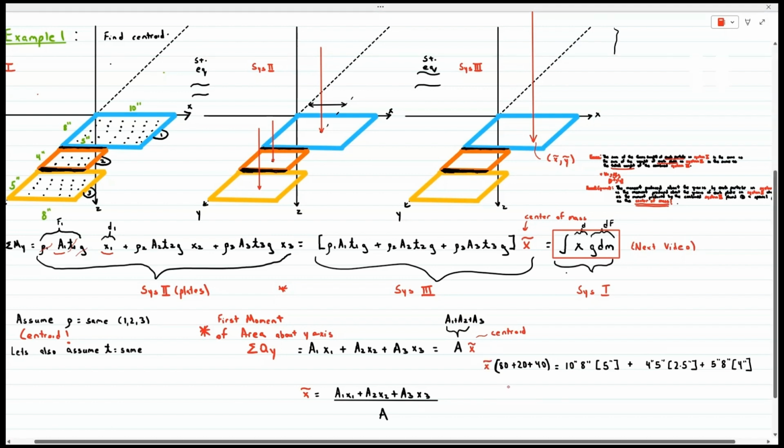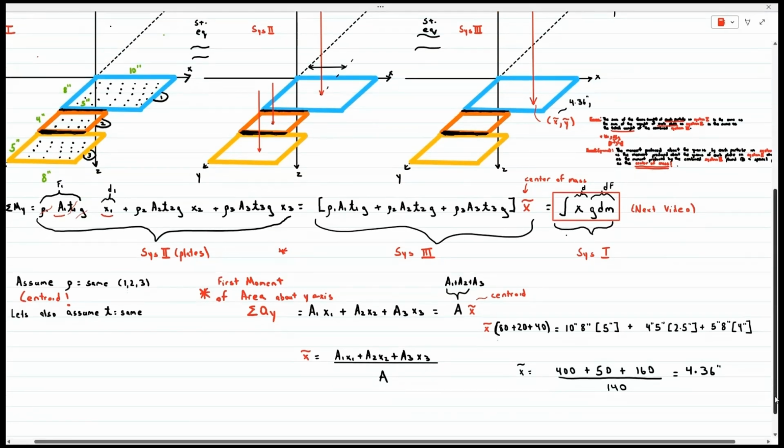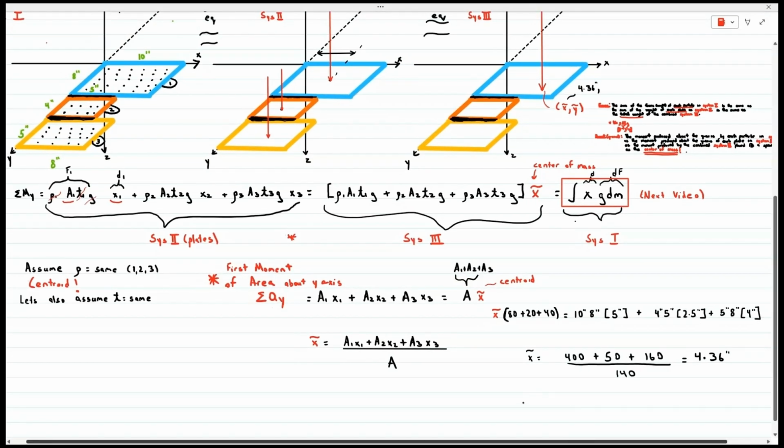The total area could be shown here, 80 plus 20 plus 40. If we wanted to solve for the x-coordinate of the centroid, we could perform this division. And what we get is that the x-coordinate of the centroid is 4.36 inches. We could do the same exact thing for the y-coordinate of the centroid as well. So let's go ahead and do that.